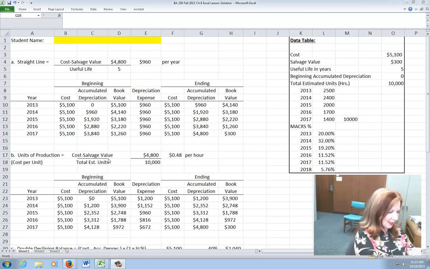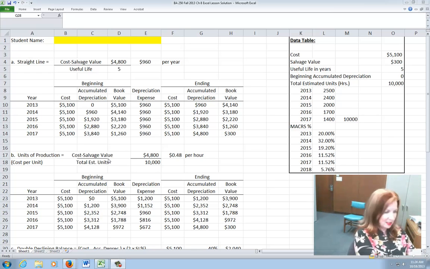It says prepare requirement A, prepare a 5-year depreciation schedule for the computer using the straight line depreciation method. Be sure to use formulas for all the computations. So you're either going to have cell formulas or cell references. You're not going to be typing in any numbers, including depreciation expense. Set up the following headings for your schedule.